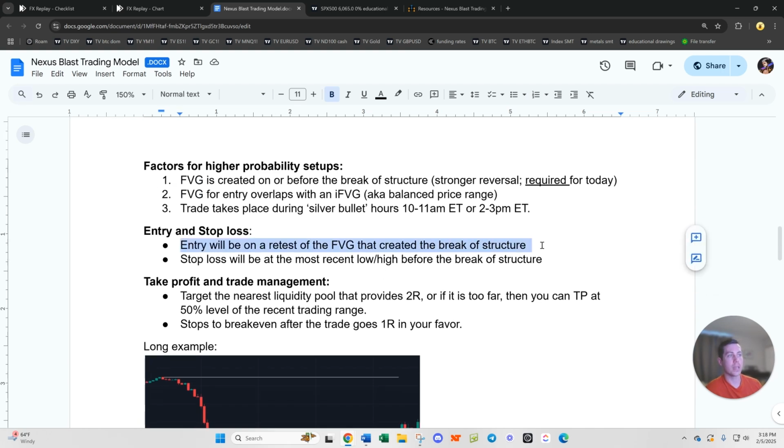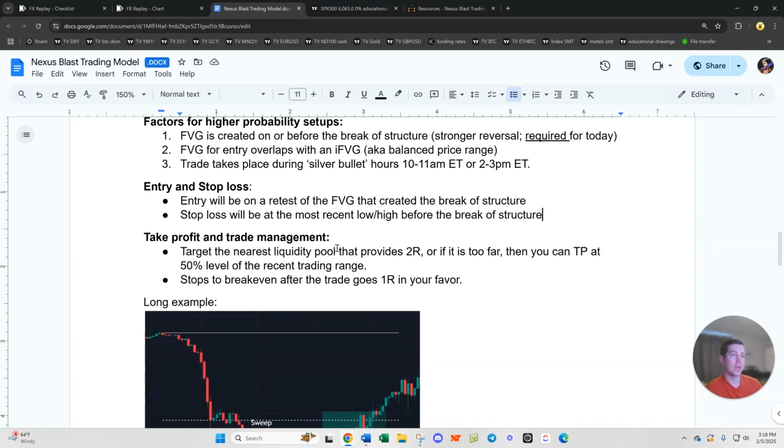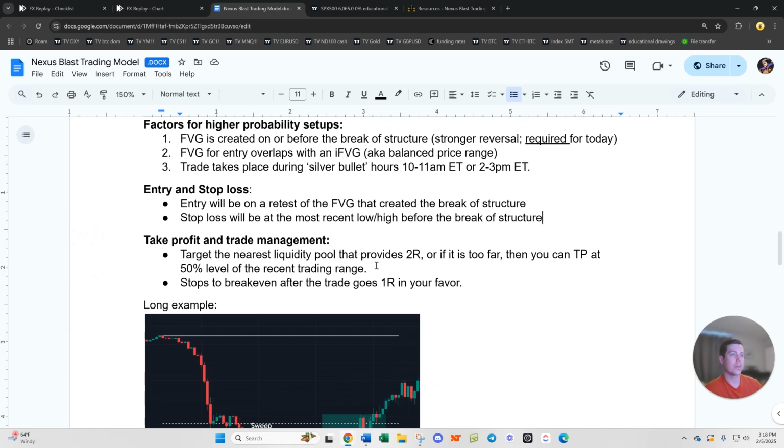We're going to enter on a retest to the fair value gap that was created on or before the break of structure. Stop loss is just going to be the most recent lower high that took place, and then essentially all we're going to do is target out the nearest liquidity pool, or essentially high or low, that gives us at least 2R. Or if that's too far, you can also use the midpoint of the trading range, the premium discount, kind of the midpoint. If that gives you 2R as well, you can use that.